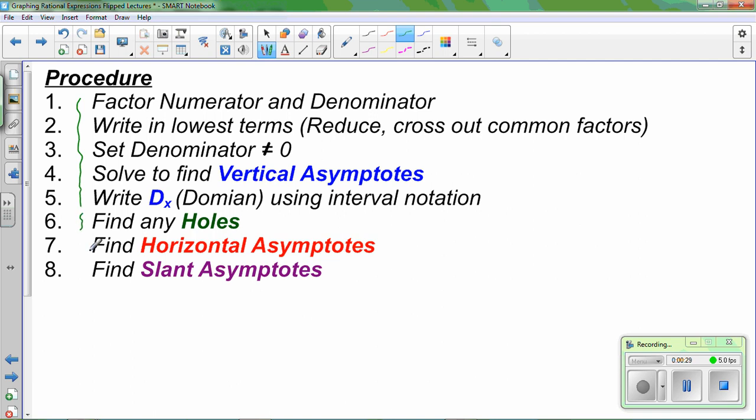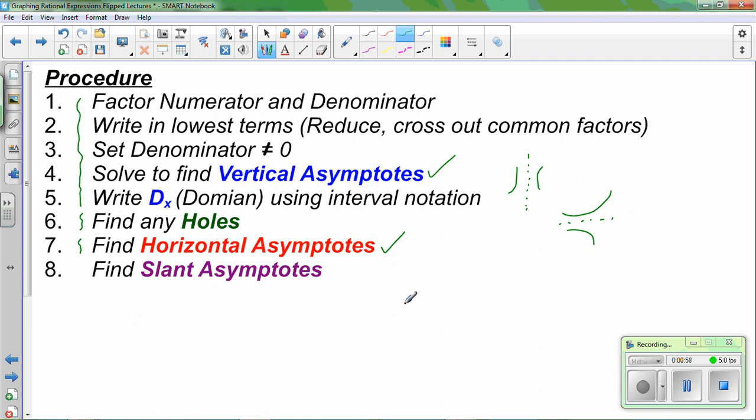And then we learned that if you have any common factors that cross out in the numerator and denominator, that's what creates a hole in the graph. And then we talked about how you could compare the powers of the numerator and denominator exponents to decide if there is a horizontal asymptote. So we've covered vertical asymptotes and horizontal asymptotes. Vertical asymptotes are vertical lines where the graph can't cross. Horizontal asymptotes are horizontal lines where the graph can't cross.